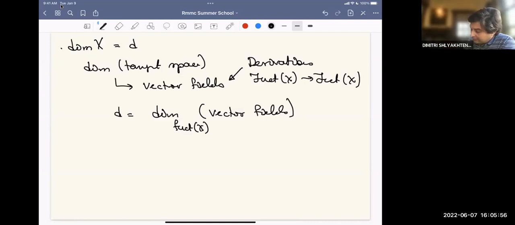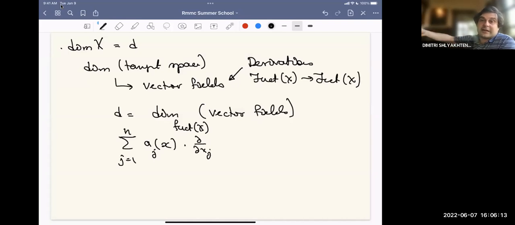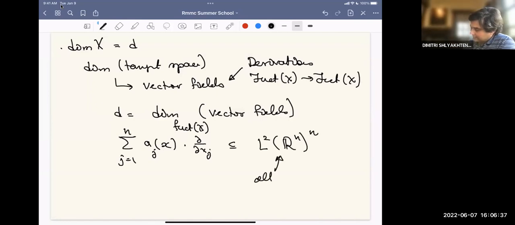There's another way to think about vector fields, namely, if you take some vector field, how will it look? Well, it will look like some a_j(x) times d over dx_j, j from 1 to n, because, of course, we have our tangent space to the entire R^n, and so each one lives in some kind of a subspace. And so these vector fields actually are a subset of just, let's say, L2 of R^n to the power n.